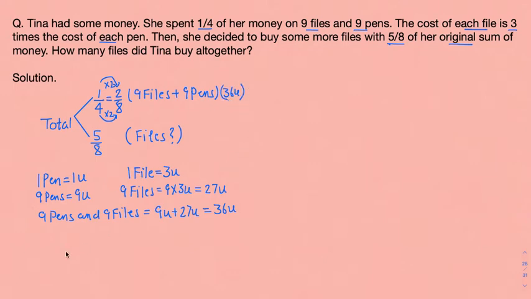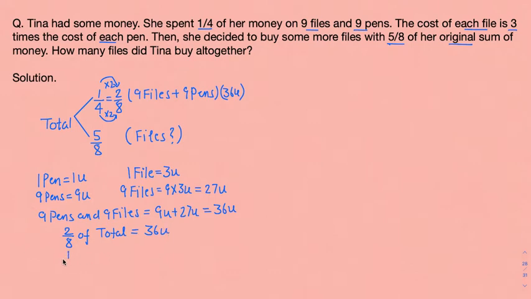That means from here we can say that 2 by 8 of her total amount of money is equal to how many units? It is 36 units, right? Because with this money she bought 9 files and 9 pens, and we just saw how much in terms of units 9 pens and 9 files is. It is 36 units.